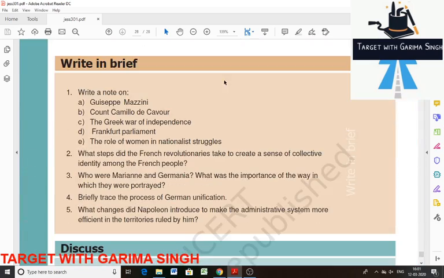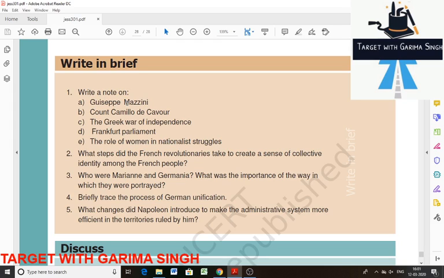So the first question is: write a note on Giuseppe Mazzini. You have to write a note about him. He played a very important role at this period of time. So in this one you can write: Giuseppe Mazzini was born in 1807 and he became a member of the secret society of the Carbonari.